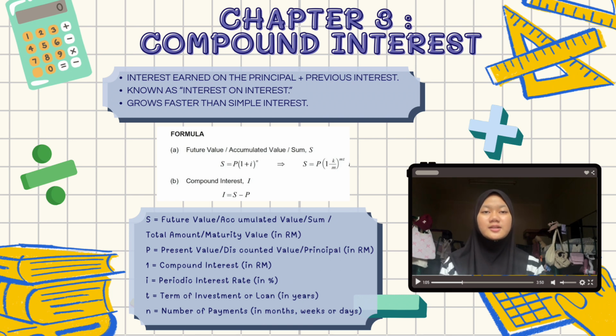Each symbol from the formula has its own meaning. S stands for future value in RM. P stands for present value in RM. Capital I stands for compound interest in RM. Small i stands for periodic interest rate in percent. T stands for term of investment or loan in years. And the last one, n, stands for number of payments in months, weeks or days.